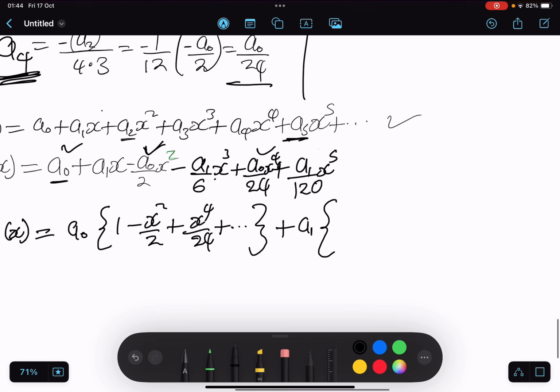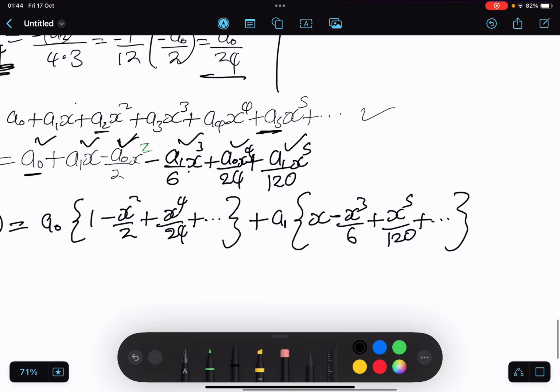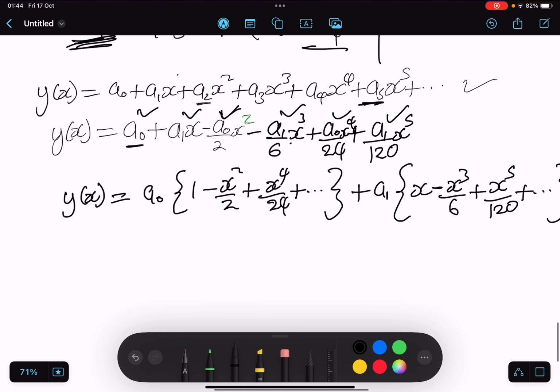If we factor out a1, we are going to have x, minus x cubed over 6, plus x to the power 5 over 120, plus it continues. So as you can see, now this is our series solution. Again, this is our series solution.